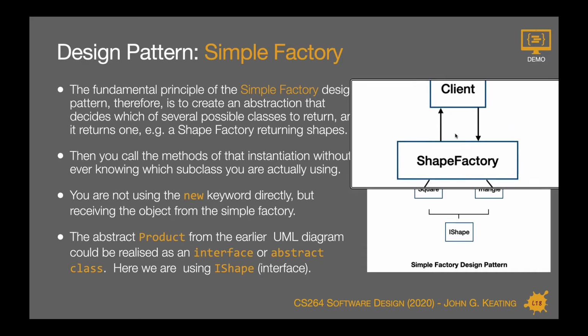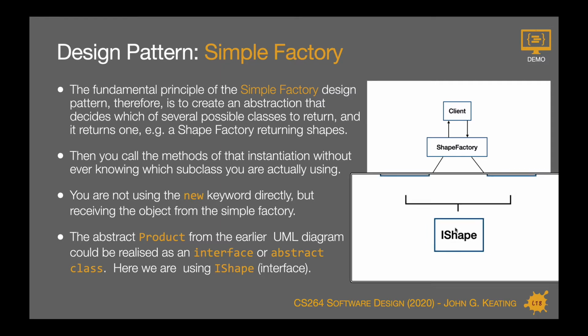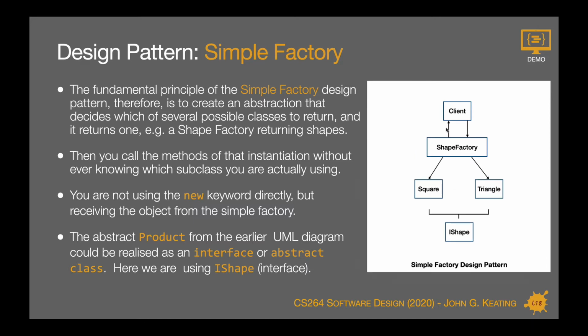All you need to know is that I have a shape, and I understand how a shape behaves because I have the shape description here, and as long as it works, the shape factory returns essentially an IShape to me, and I'm able to use that to call the appropriate methods on that object. So as I said, you call the methods of the instantiation without ever knowing which subclass you're actually using. You have a sense that it's a square class, or a triangle class, but you don't have to know the class. What's important is that you're not using the new keyword directly. You're receiving the object from the simple factory.